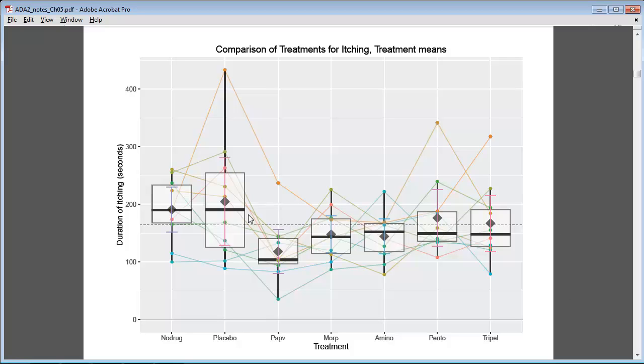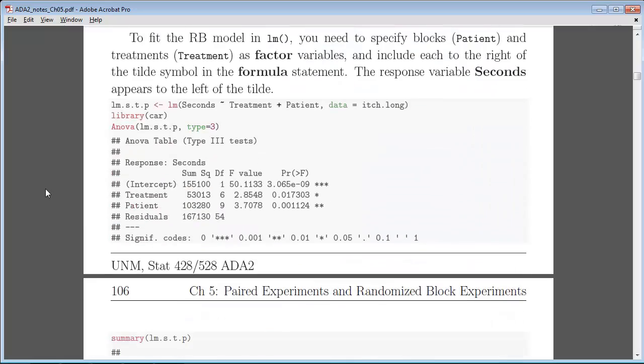It's not perfect. These lines are not parallel. But basically there are some people with more sensitive skin than others. Okay. So I'm sort of expecting the block to be important just visually here. All right. Maybe the last feature I didn't emphasize is that there are 95% confidence intervals around the diamonds for the mean for each group. Anyway, so let's scroll on down.